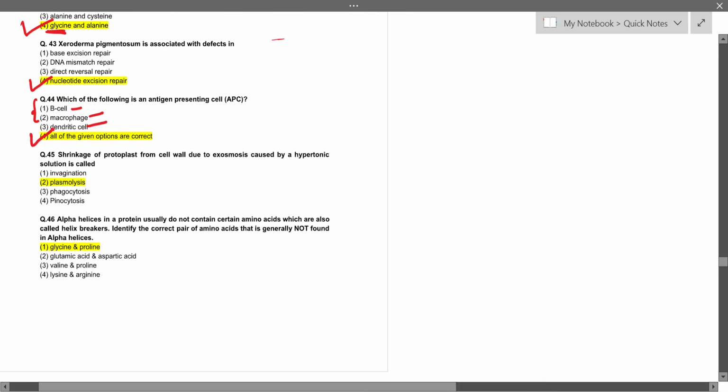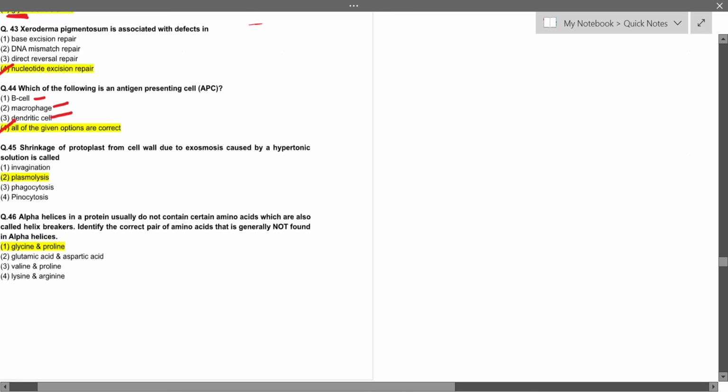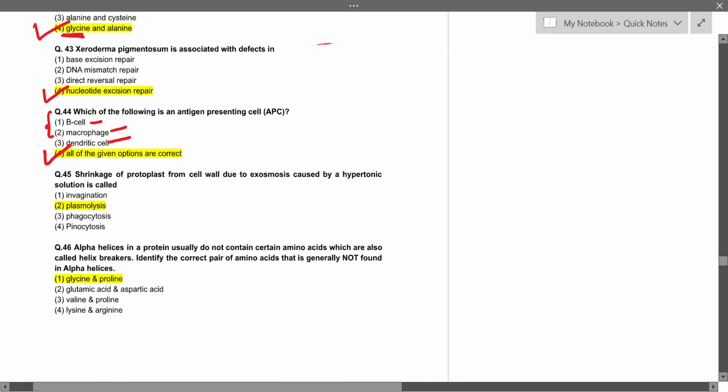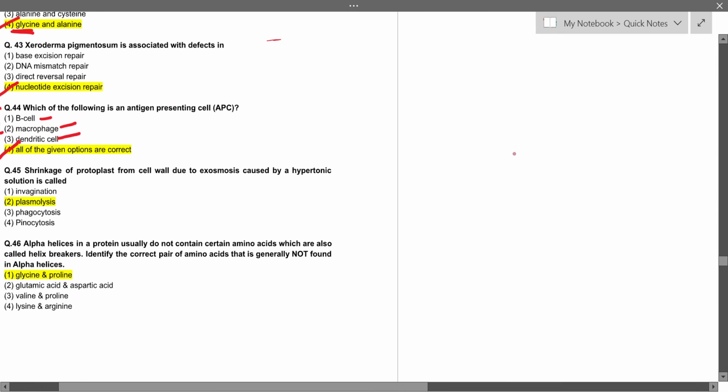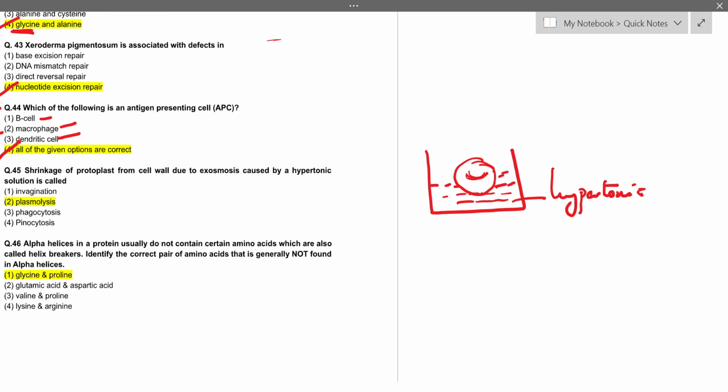Shrinkage of the protoplast from cell wall due to the exosmosis caused by hypertonic solution is called as. Okay. This is a solution and this is a hypertonic solution. Hypertonic means there is a less concentration of salt or anything we are taking. So suppose we put a cell here, suppose the RBC we are taking. So when there is hypertonic solution, there will be the movement of solute from the low concentration to the high concentration.